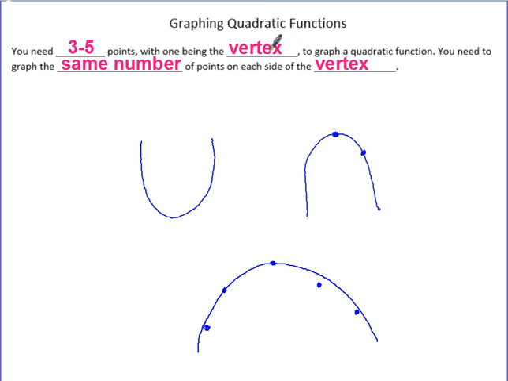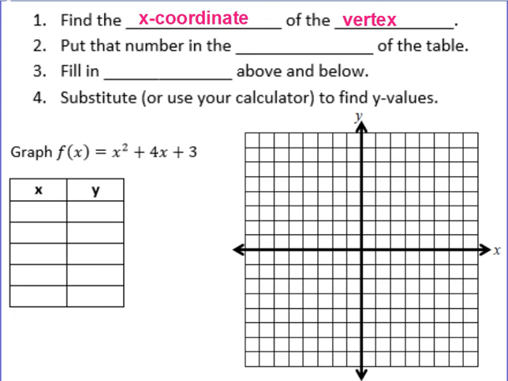One of them is the vertex, and then if you have 5, you would have 2 points on either side of the vertex. So the vertex, 2 over here, 2 over there, that gives you 5 and gives you the shape of the parabola. So here's how we're going to go about this. We are going to first find the x-coordinate of the vertex.